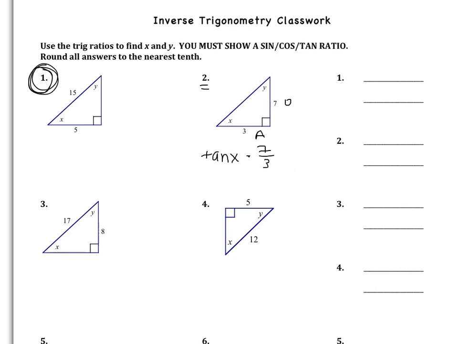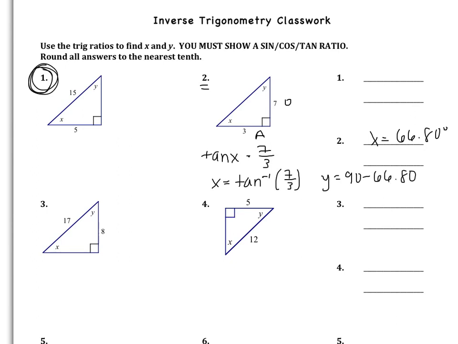In order to get rid of that tangent, I'm going to take the inverse on both sides. So x is going to end up being the inverse tangent of 7/3. So I'm going to hit second tangent, 7 divided by 3, and close my parentheses. When I do that, I get angle x to be 66.80 degrees.